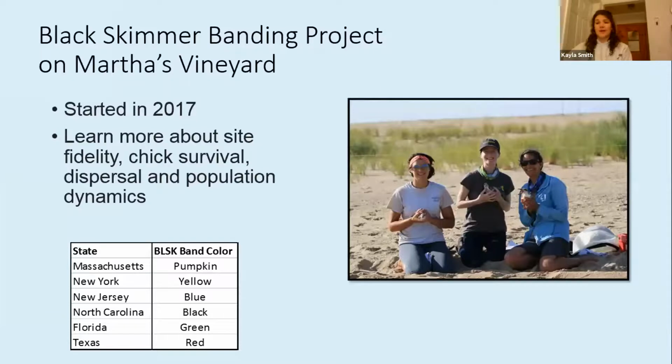In 2017, Mass Wildlife, Biodiversity Works, and the Trustees collaborated on a black skimmer banding project to better understand the site fidelity, the chick survival, and population dynamics during this expansion at the northern extent of their range. We've joined several other states along the Atlantic and Gulf Coast that have also started banding their colonies as well. Each state has their own color band that they use. Massachusetts has claimed the color pumpkin, which is a nice bright orange color.